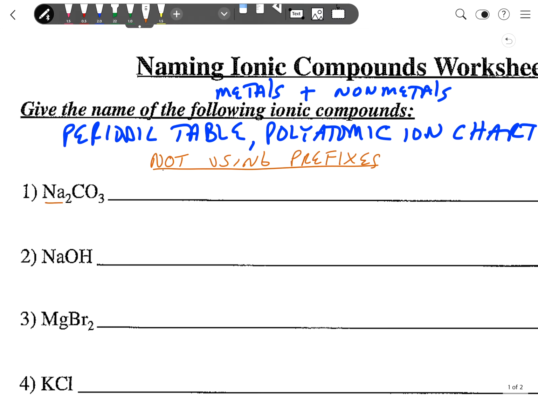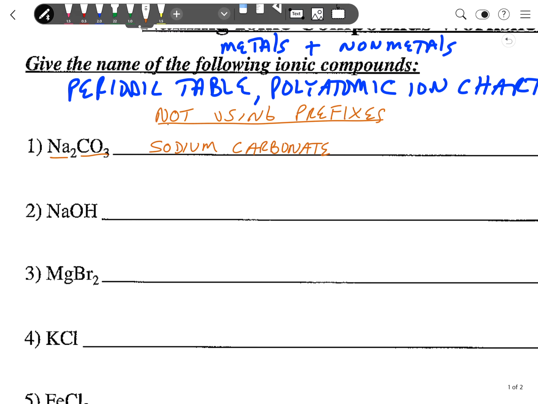Here we have Na, which is sodium, so we're going to just write the name sodium. And then we have here the polyatomic ion. You can find that in your polyatomic ion chart. That's carbonate, so you just have to write the name of the polyatomic ion, and your compound is sodium carbonate. We have number 2, sodium again, so you just write the name of that first element, sodium. OH is another polyatomic ion, that's hydroxide, so you just write the name of the polyatomic ion.